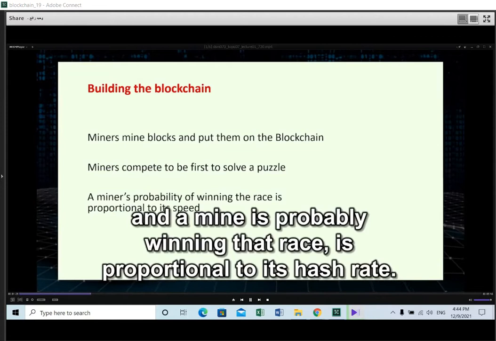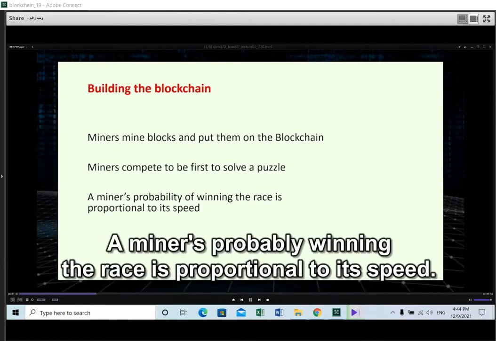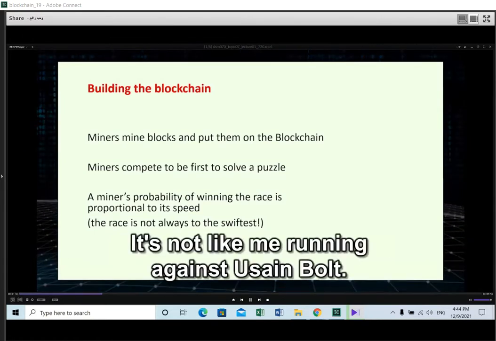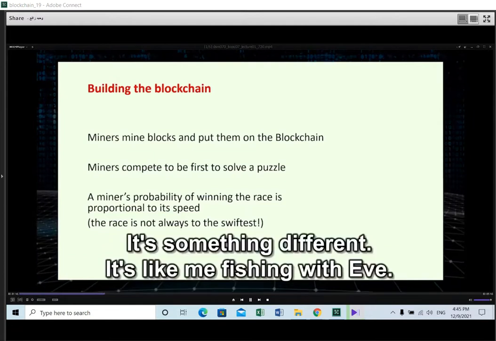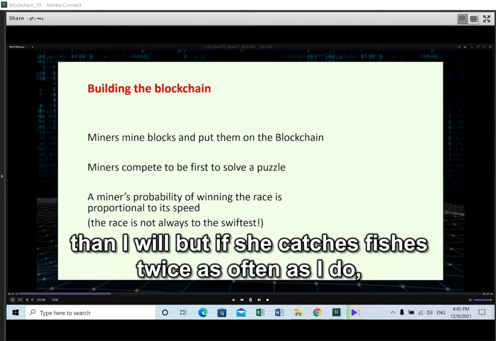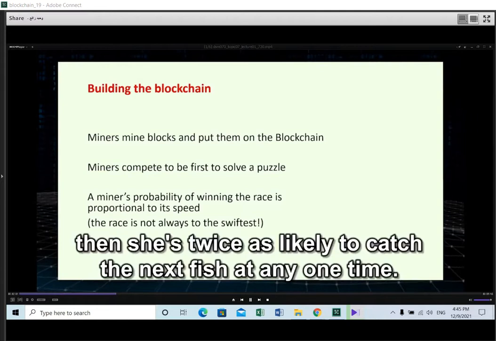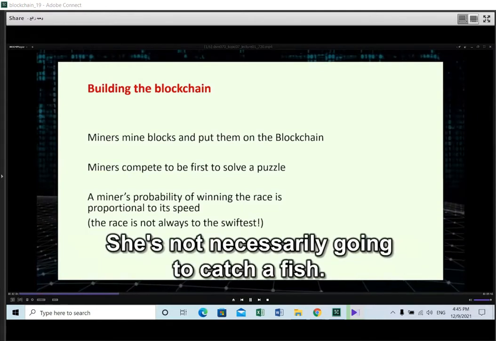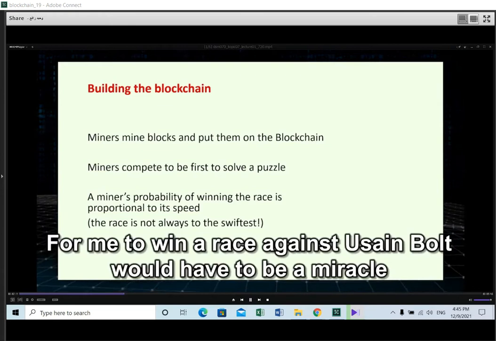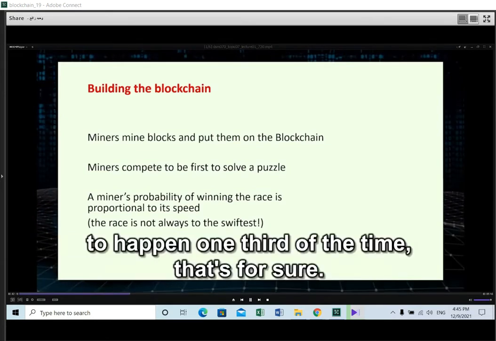So the miners compete to be the first to solve a problem, and a miner's probability of winning that race is proportional to its hash rate, which is essentially its power, its speed. The race is not always to the swiftest. It's not like me running against Usain Bolt. It's something different. It's like me fishing with Eve. If Eve's a better fisher than I am, she'll catch fish more often than I will, but if she catches fish twice as often as I do, then she's twice as likely to catch the next fish at any one time. She's not necessarily going to catch a fish. For me to win a race against Usain Bolt, it would have to be a miracle. It's not something that's going to happen a third of the time, that's for sure.